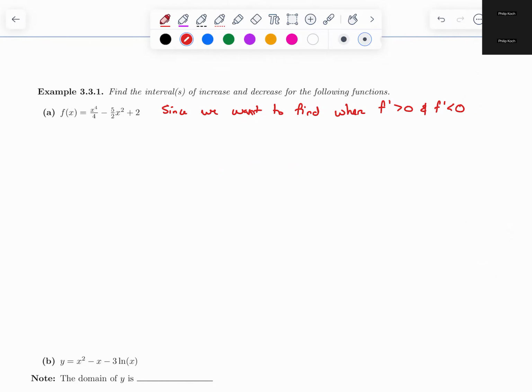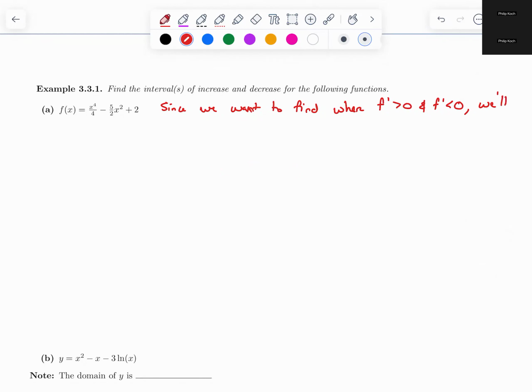Since we want to find where, we'll make a sign chart for f prime. I forgot to plug in everything. So we'll make a sign chart for f prime, and that will allow us to find where the derivative is positive and where the derivative is negative.